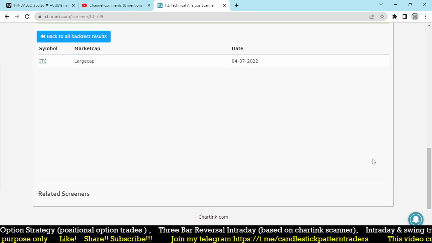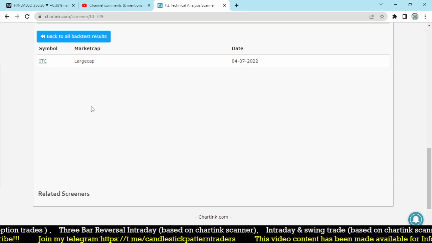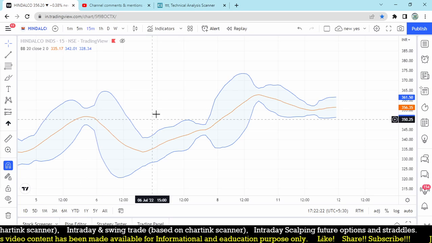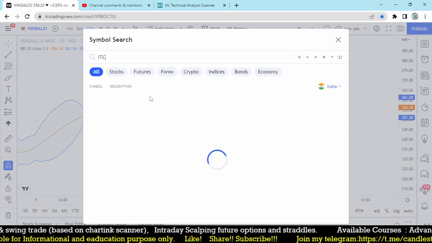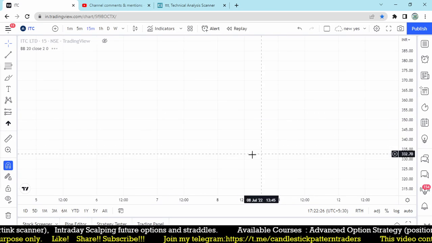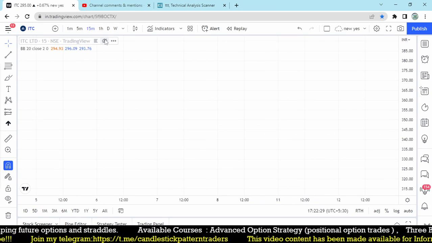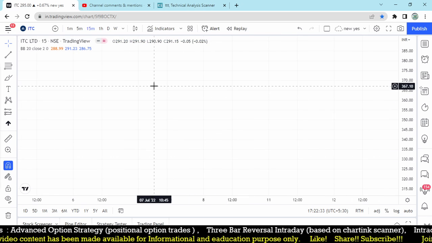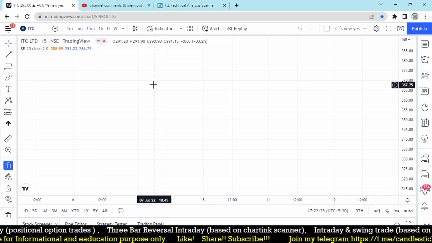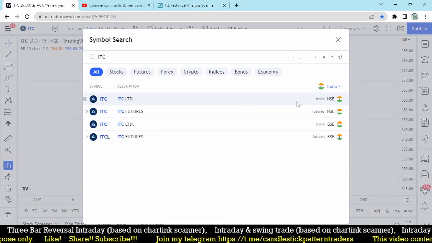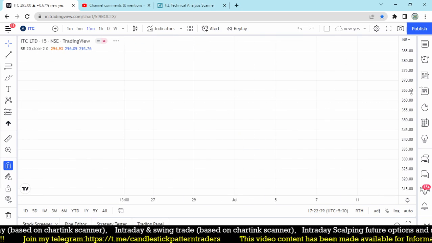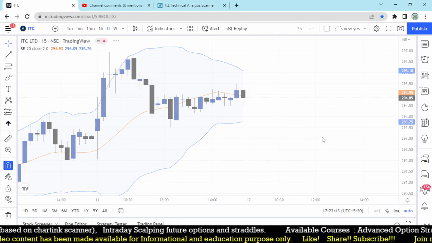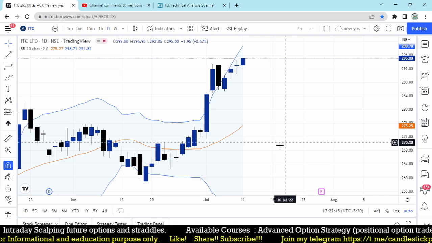This month, on the 4th of July, we saw ITC. So let me take ITC and see how it forms. This is the ITC Bollinger Band. Now it is loading. I'm going to add the price of ITC now. Wait for it to load. So what about the daily chart? Because we used the daily candle.